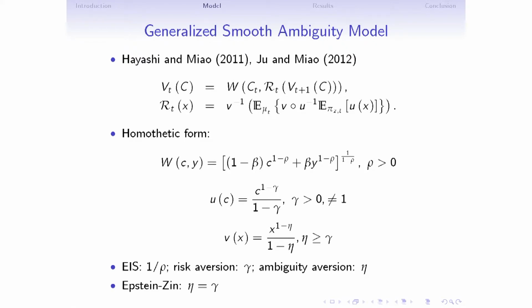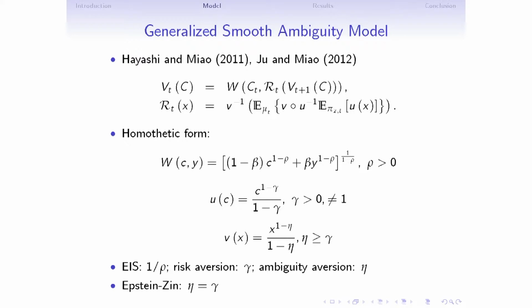And this is also related to the Mukherjee paper. They don't have homogeneity. Yeah. And then there are three parameters we can separate. This one is the EIS, this is risk aversion, and this is ambiguity aversion. If eta is bigger than gamma, you're ambiguity averse. Otherwise, ambiguity loving.